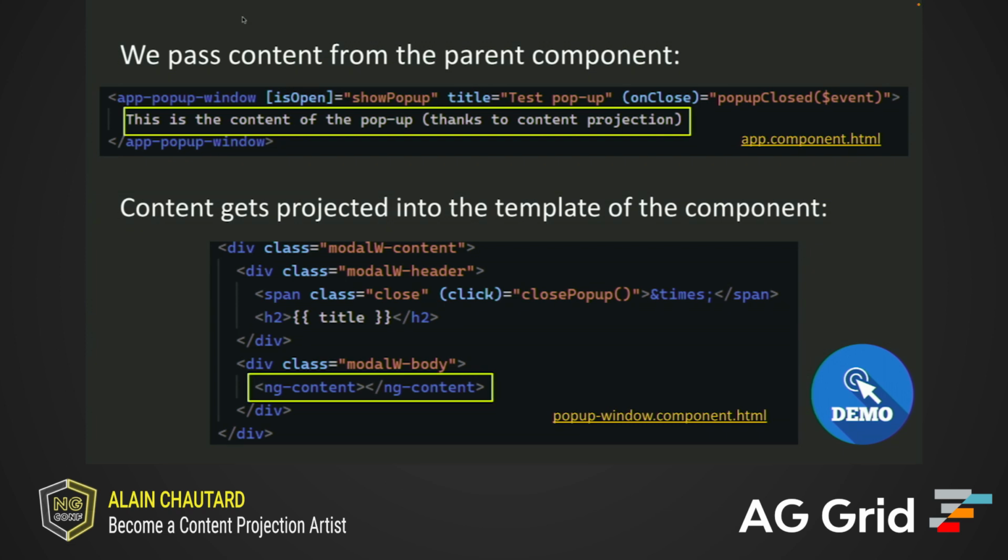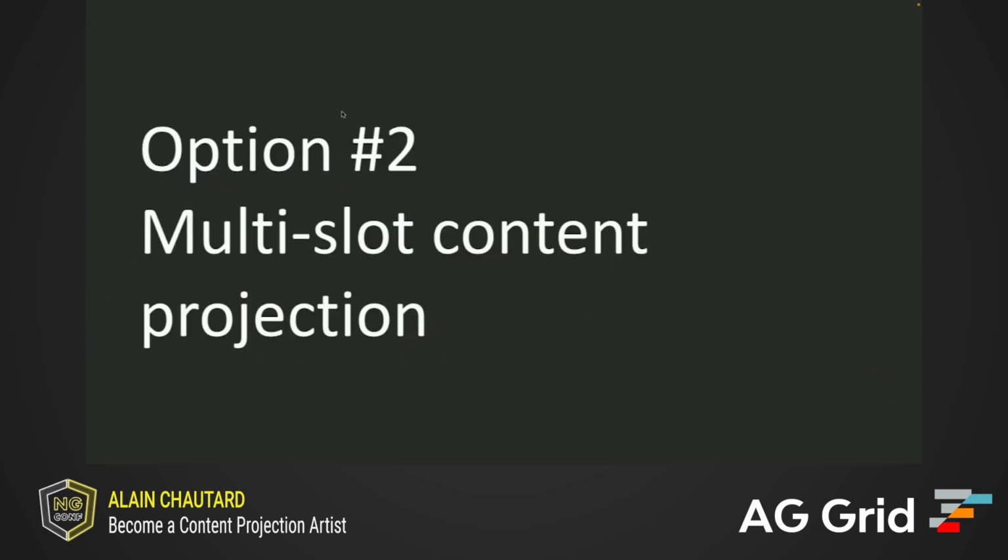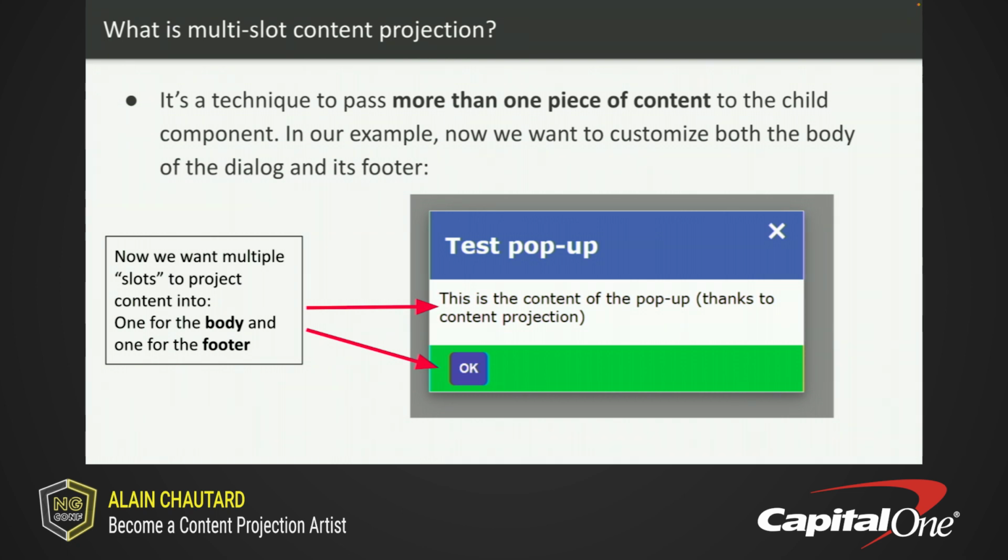So this is pretty good. But the thing is, real life is always more complex than this. And most of the time, we need to pass not just one thing to the child component, but many different things, like a body and a header and a footer and maybe even more. So that's what we're going to do next. We are going to use a multi-slot content projection, which sounds super complex, but it's not. The name is more scary than it actually is.